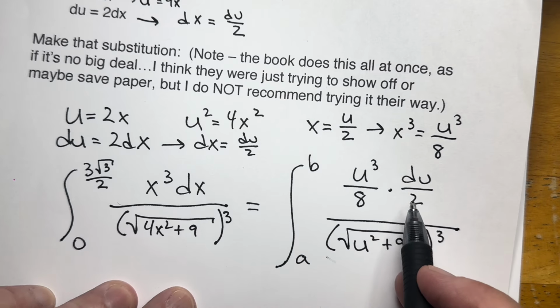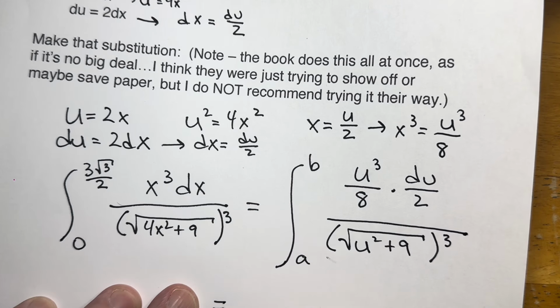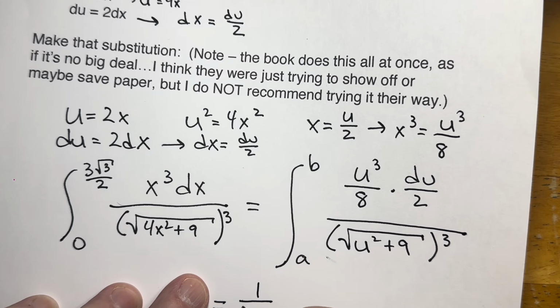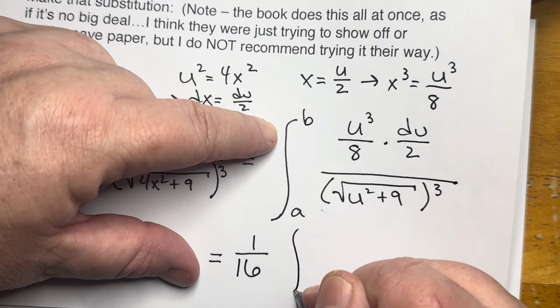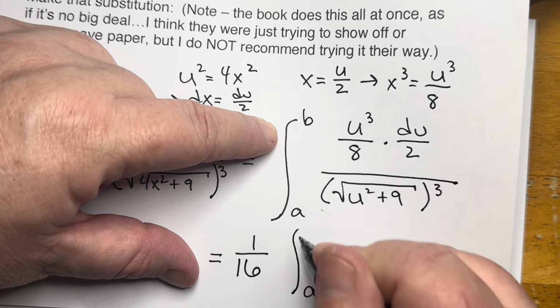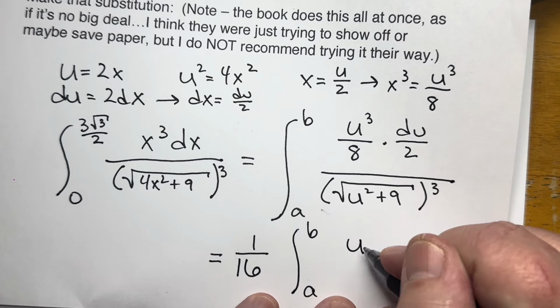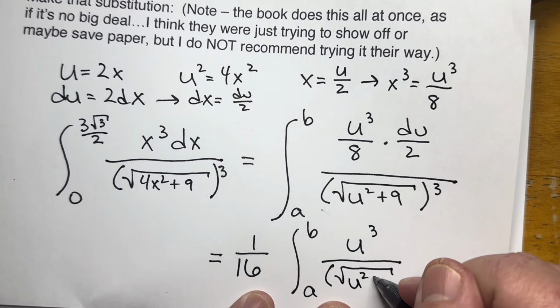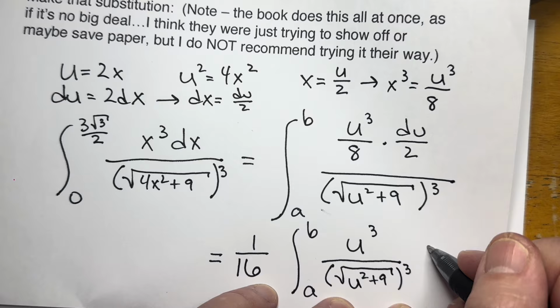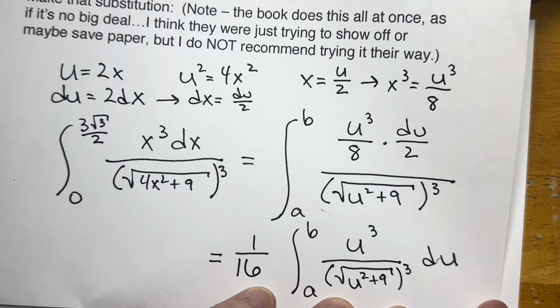So now I've got a bunch of constants, and I'm going to pull them out. I'm going to pull out the 1 over 16, which is the 8 and the 2. They come down here as 1 over 16 times the integral from a to b. These are my new limits, and you can convert them or not as you choose. Then I've got u cubed all over the quantity u squared plus 9, cubed, du. What do you think? So far, so good?